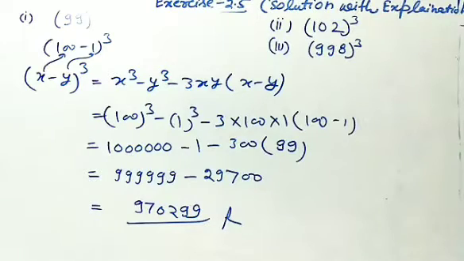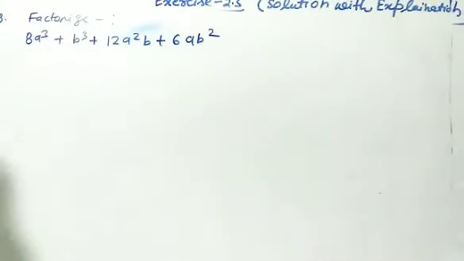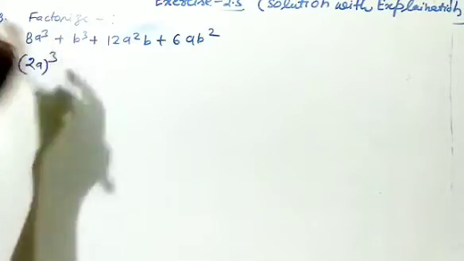Okay, come to the next part. Next question, 8: 8a cube plus b cube plus 12a square b plus 6ab square. We have to factorize here. First of all, students, we have to write the question like this. We can apply an identity. So can we write 8a cube as 2a whole cube?